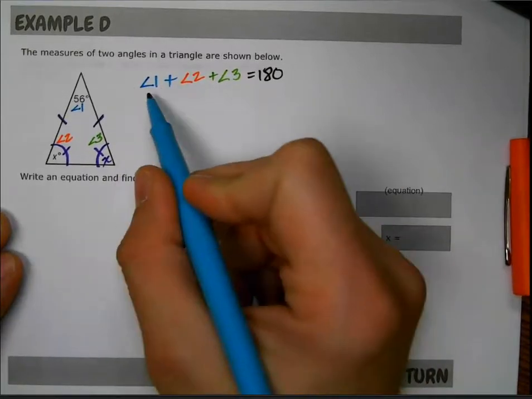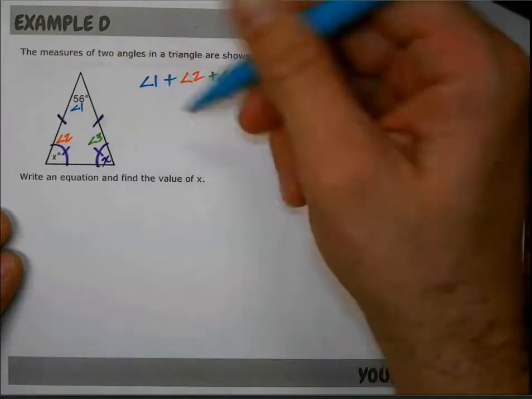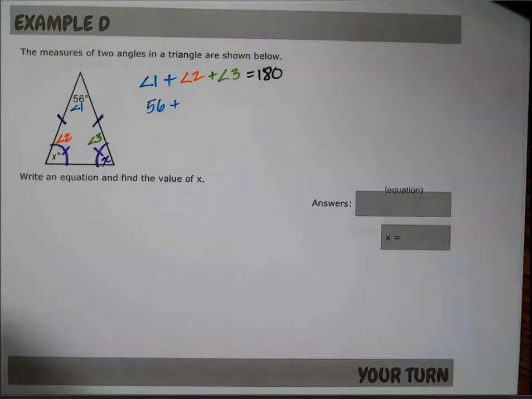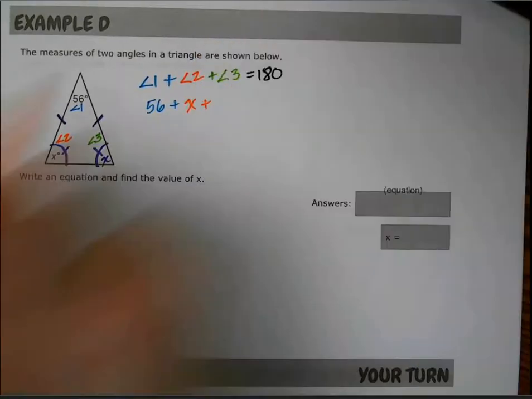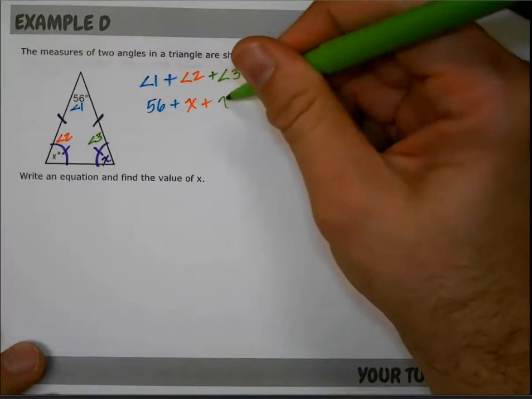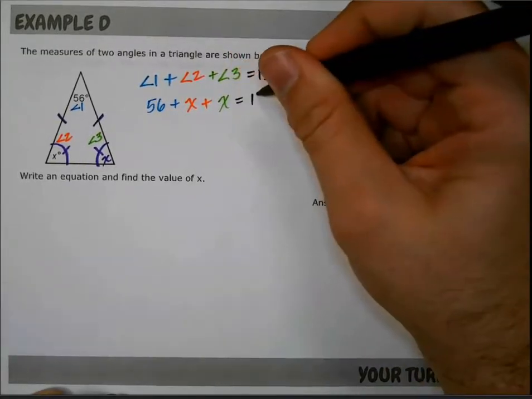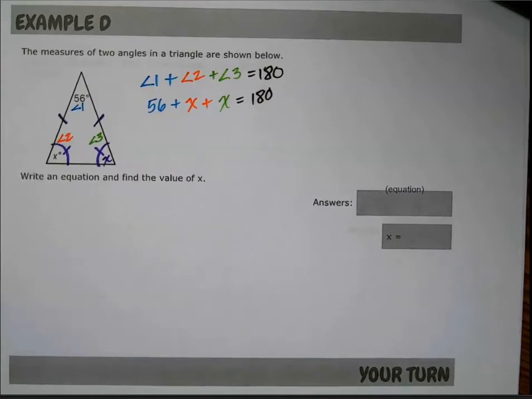So I actually am starting my equation already. So this part right here, the equation, it's not going to be too hard. Angle 1 I have as 56 plus angle 2 I have as the x plus angle 3 I have is x. And all that equals 180 degrees. So that's an equation right there that you could definitely use. But there's something that could make it a little bit better.